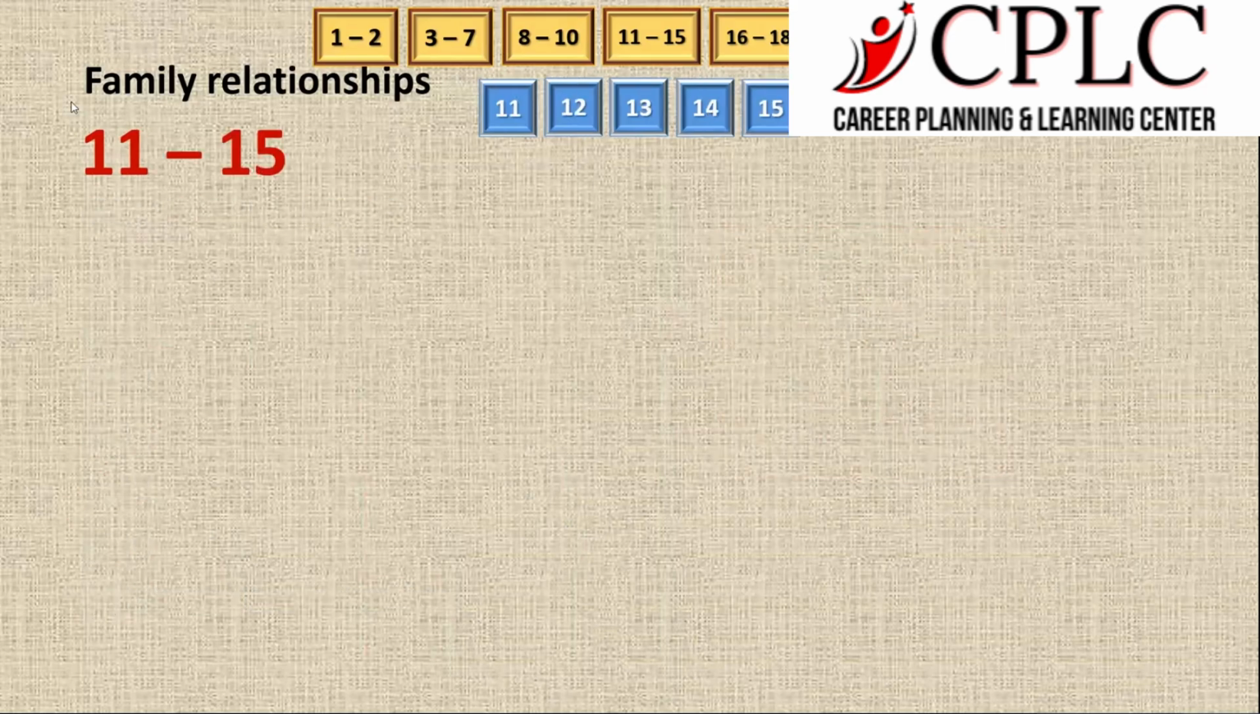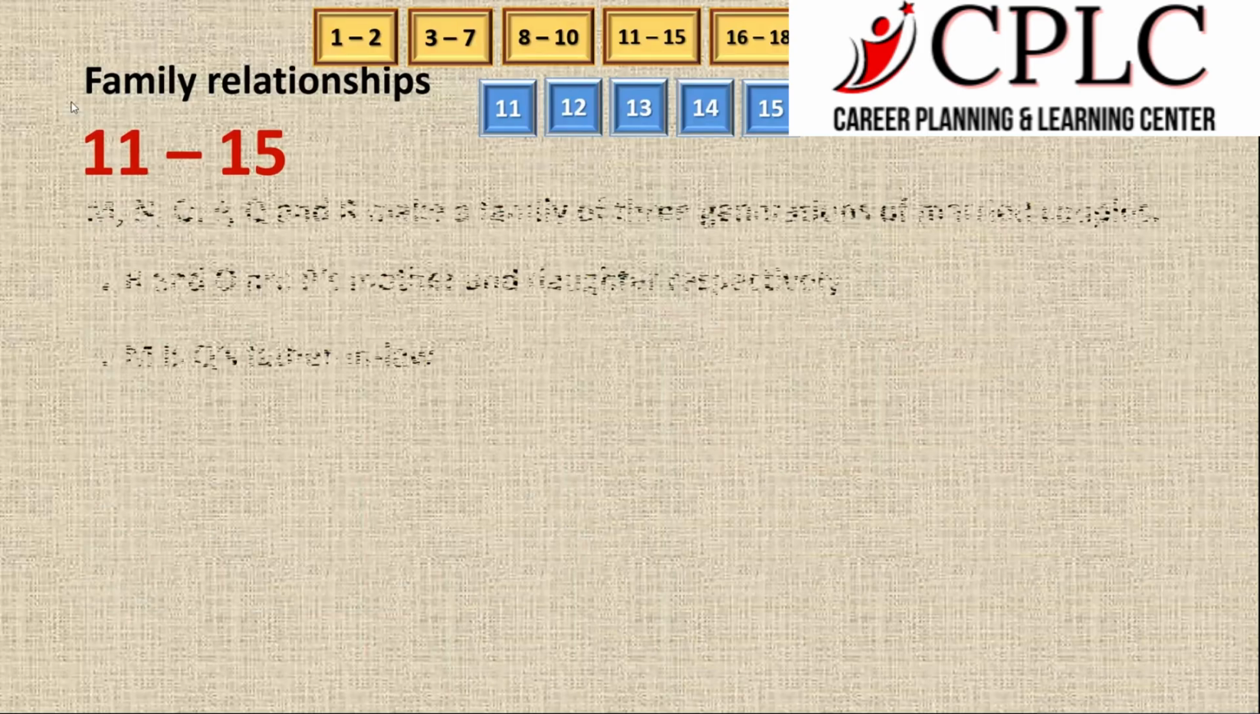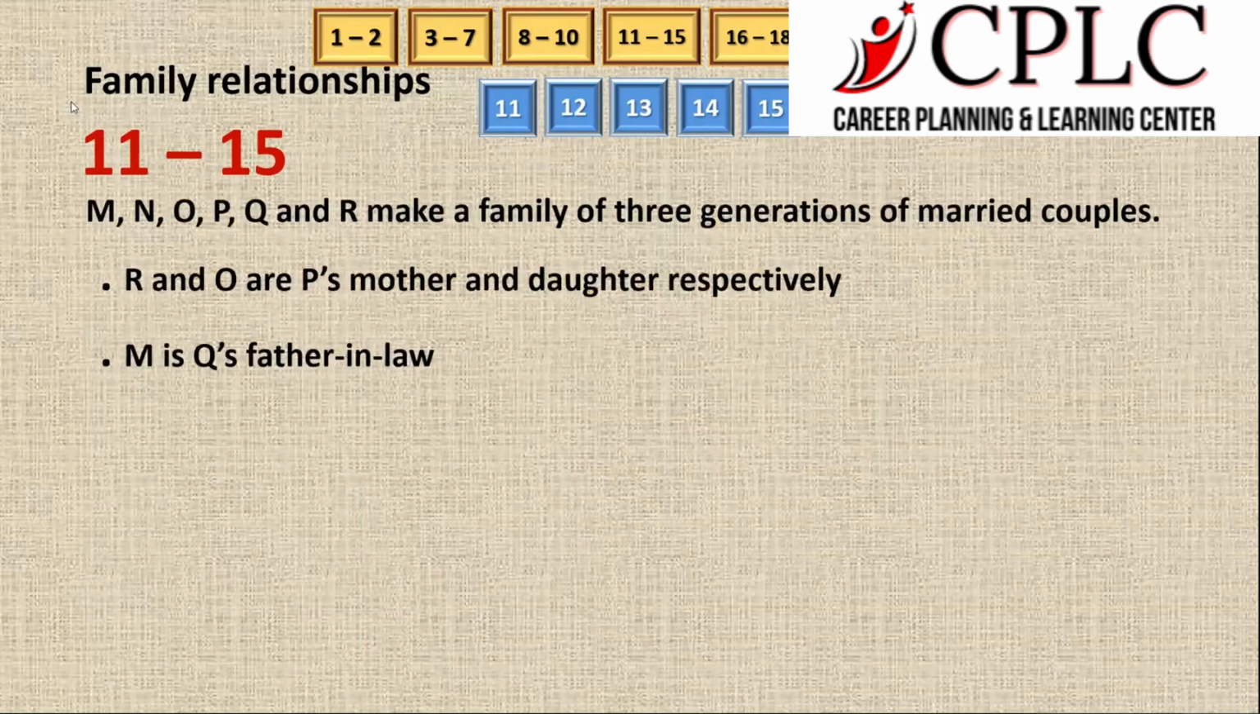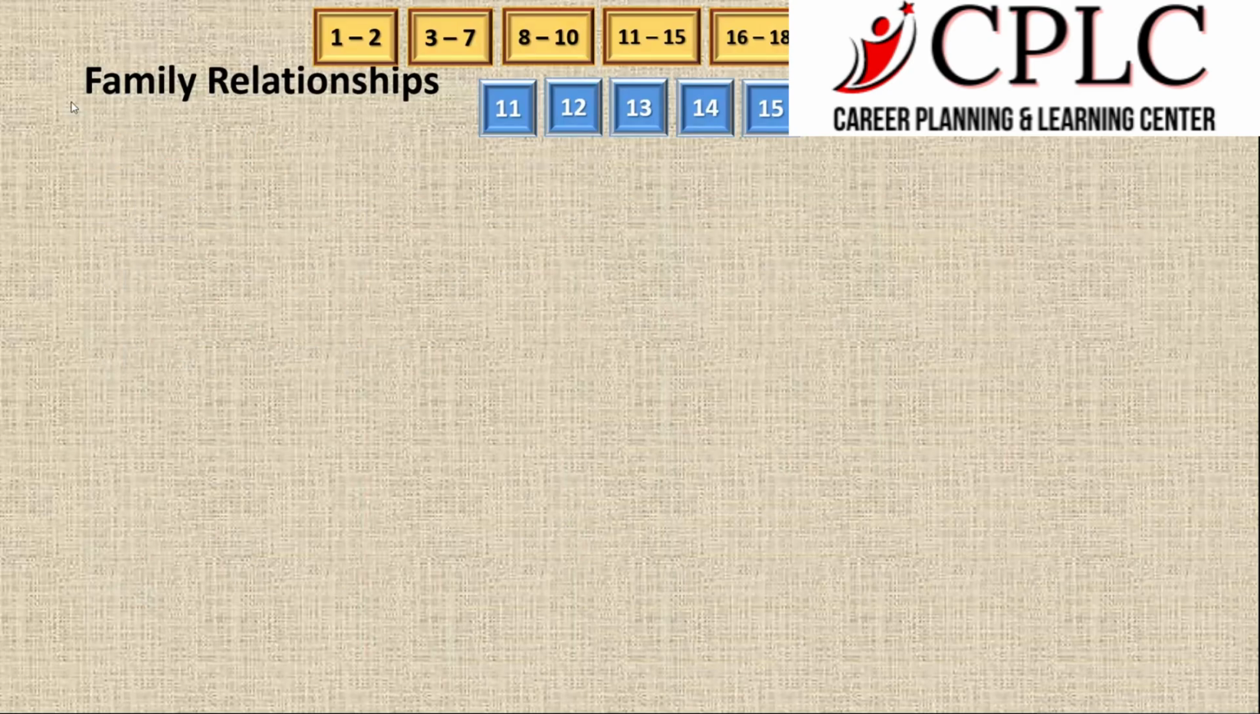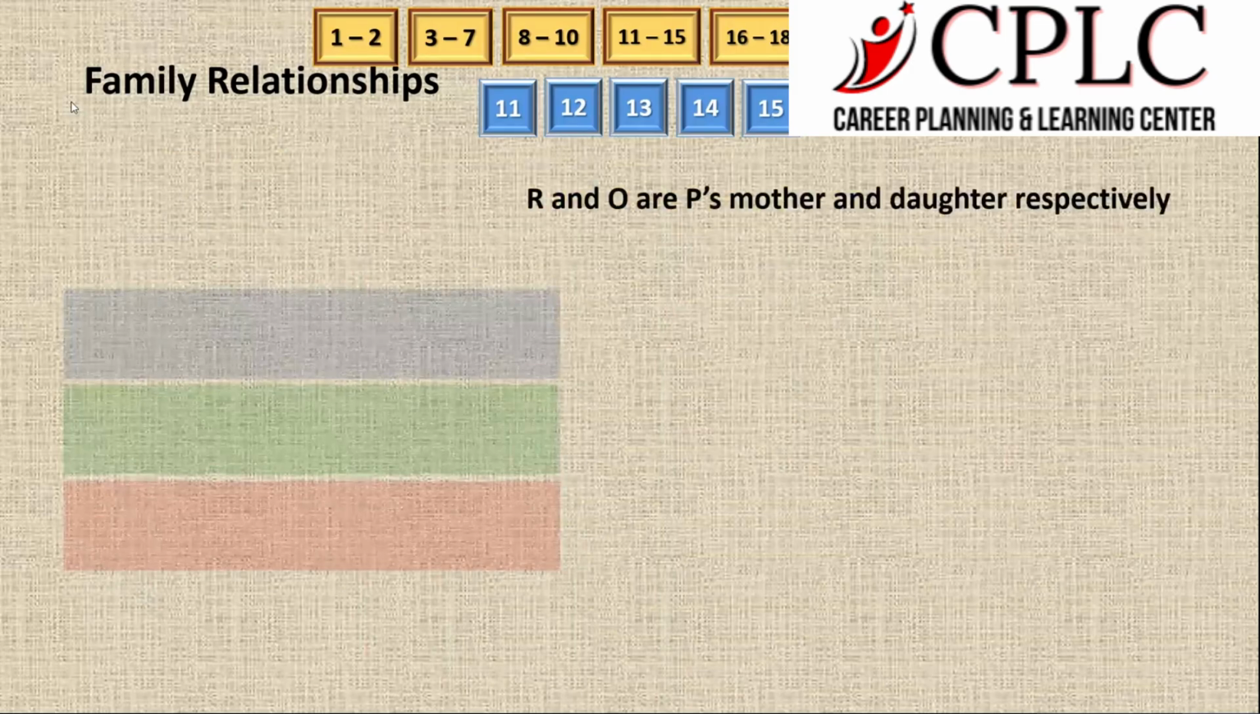Let's move to the next set. M, N, O, P, Q and R make a family of 3 generations of married couples. R and O are P's mother and daughter respectively. M is Q's father-in-law. So these are the only 2 conditions that we have. So let's try to make a family tree. Now, the very first statement says R and O are P's mother and daughter respectively. So this is how we'll plot them. Then M is Q's father-in-law.